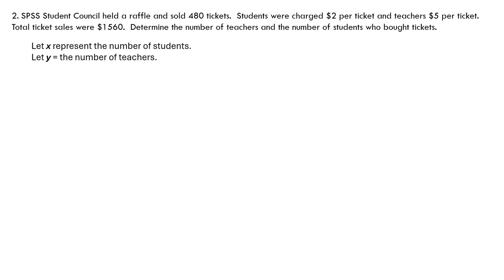To begin with, we'll set x to represent the number of students and y the number of teachers. So the first part of this question tells us that the total number of tickets sold was 480. So we can say that x plus y equals 480. Every ticket sold was either going to be a student or a teacher, so it has to be either an x or a y, adding up to 480 tickets.